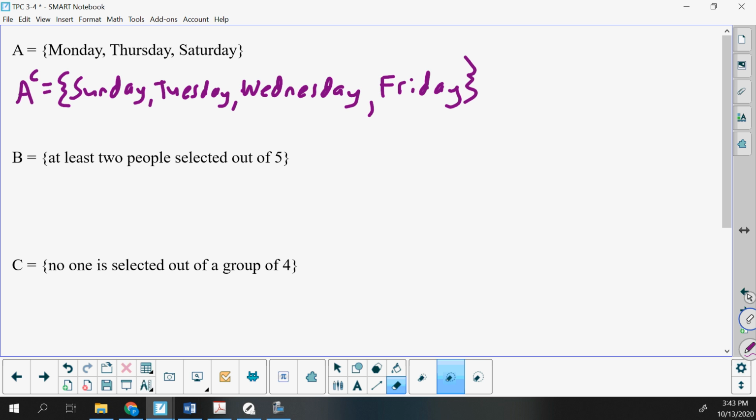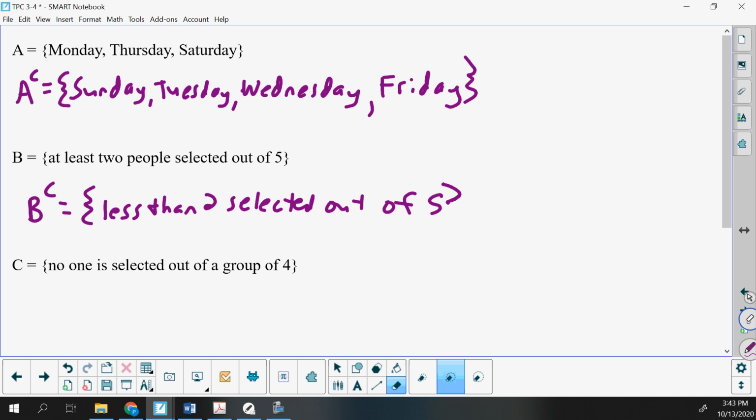So our complement of B, so we do B with the little c, the opposite of at least 2 people selected out of 5. Well, if you're at least 2 people, that means you could be 2, 3, 4, or 5. So we could say less than 2 selected out of 5. Because for the opposite, we would want to make sure we don't include the 2, because at least 2 people would include the 2. You also could just, in this case, physically write out 0, 1 for your people.